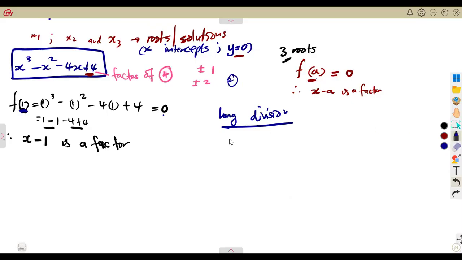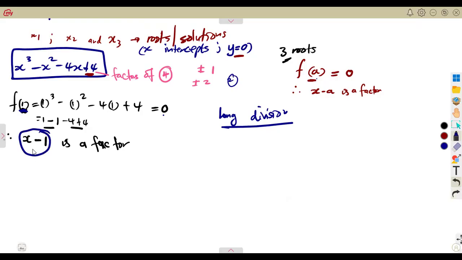Like what we did here, we substituted a 1 and obtained a 0. So therefore, x minus 1 is a factor. Once you obtain a factor, you stop from there. If you are using long division, there's no need now for you to try other factors. One factor is enough. You stop from there.